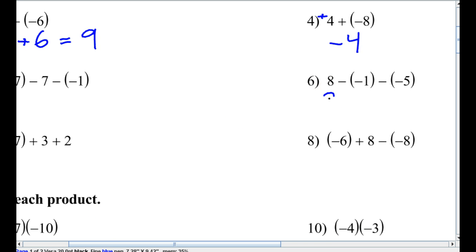Now, please take the time to rewrite these. Rewrite them with the new symbols that are a little bit more simplified so you don't get caught up trying to do everything in your head.